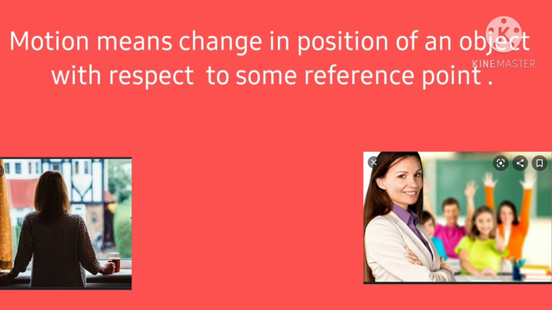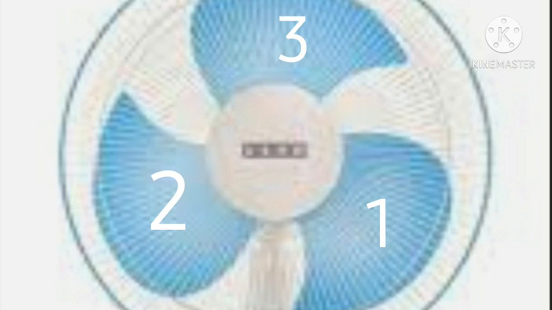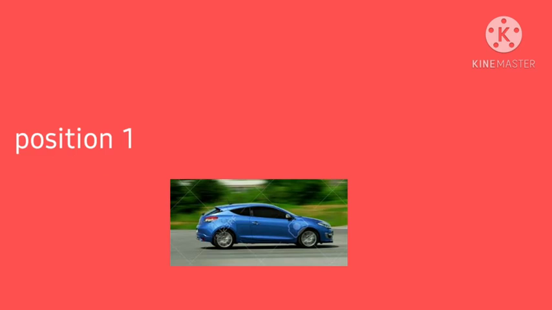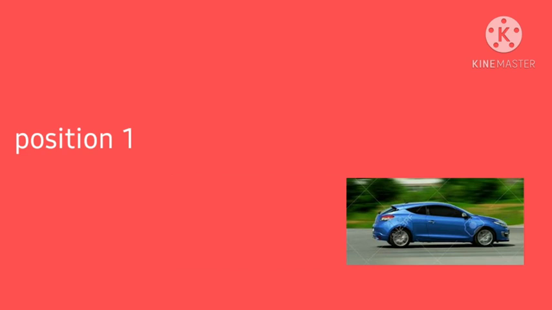Blades of a fan: when we switch on the fan, its blades run and change position from one place to another place. The third example is a moving car. When I start this car from this fixed point, after some time it will move and go to another new position. Like this, these examples show some movement and they change their position. It means they show motion.